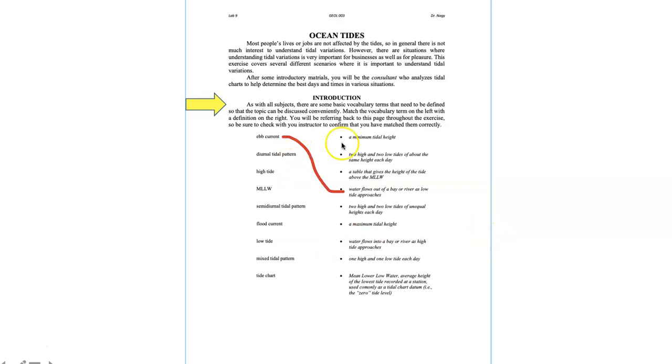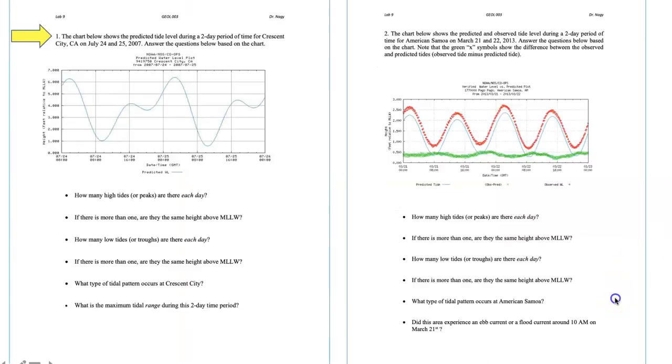So just keep in mind that that's what this page is going to look like, a bunch of crisscrossed lines. Now it says to ask your instructor to make sure you've matched these correctly. You're welcome to send me an email or contact me during office hours, or you can just go on ahead. I think most of you can find the definitions and match these up.